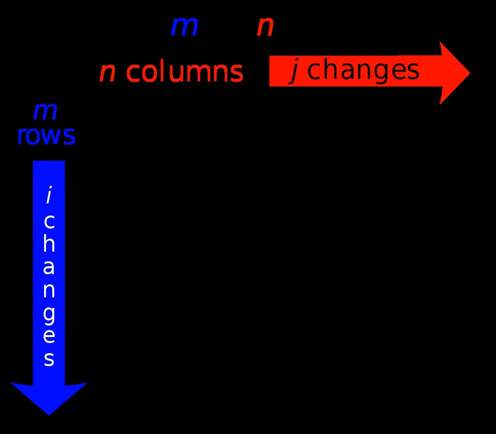Identity matrix. The identity matrix I_n of size n is the n by n matrix in which all the elements on the main diagonal are equal to 1 and all other elements are equal to 0. For example, I_1 equals 1, I_2 equals 1, 0, 0, 1, and I_n has ones on the diagonal and zeros elsewhere.